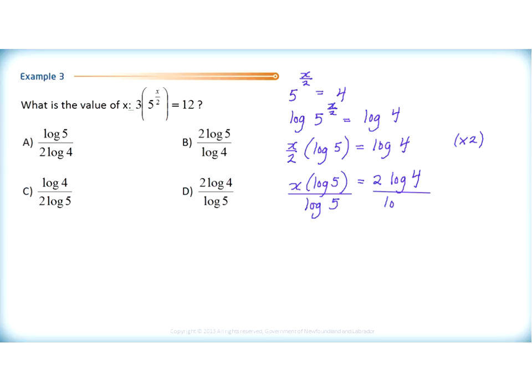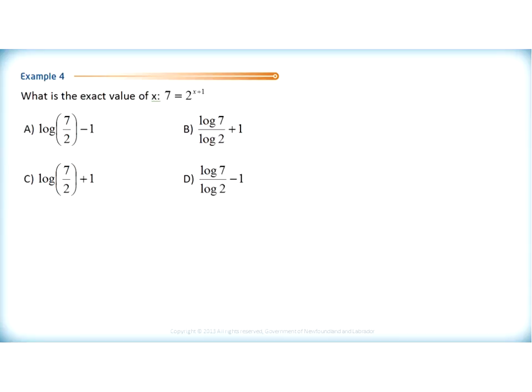So your exact value for x then, x will equal 2 times the log of 4 divided by the log of 5 as our final answer. And this corresponds with D as our multiple choice.